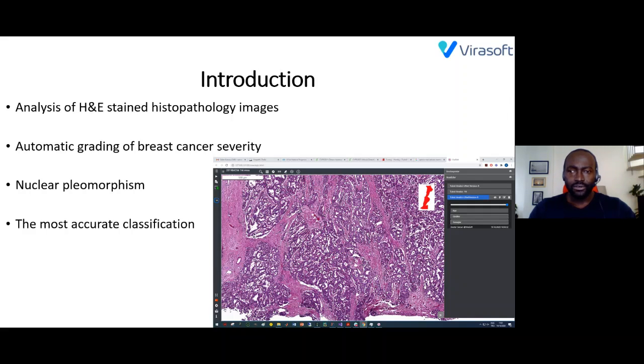But what we do here is we try to automate this process so that pathologists can perform their jobs faster. Otherwise, there are lots of slides to grade and the pathologist can get tired. And because of that, there can be some issues with consistency or accuracy of the grading. So we are basically trying to mitigate these problems. And in this study, we're trying to find the most accurate classifier using deep learning.